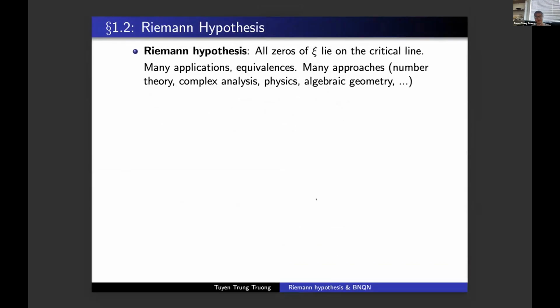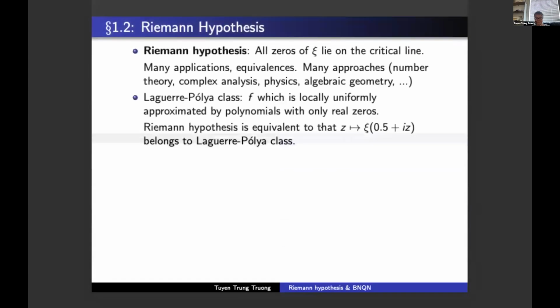So the Riemann hypothesis is well known. It says that all non-trivial zeros of zeta lie on the critical line, where the real part of the complex number is 1/2, or, equivalently, that all zeros of the xi function lie on the critical line. This has many applications, equivalences and connections to many fields like number theory, complex analysis, physics, algebraic geometry, and so on. For example, the Weil conjectures were a well-known program in algebraic geometry. So this is one connection.